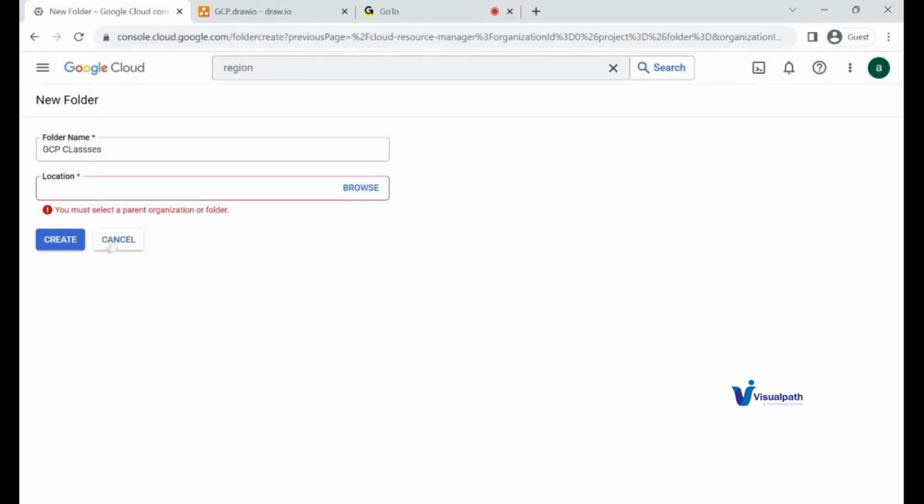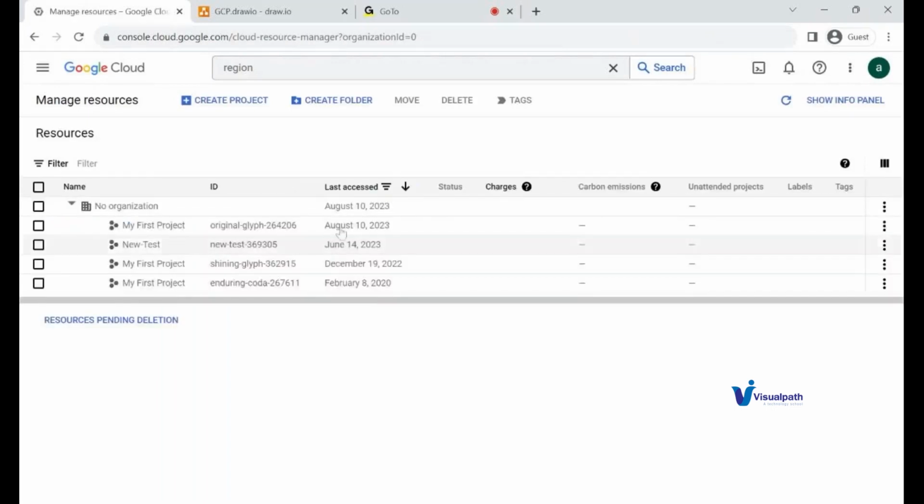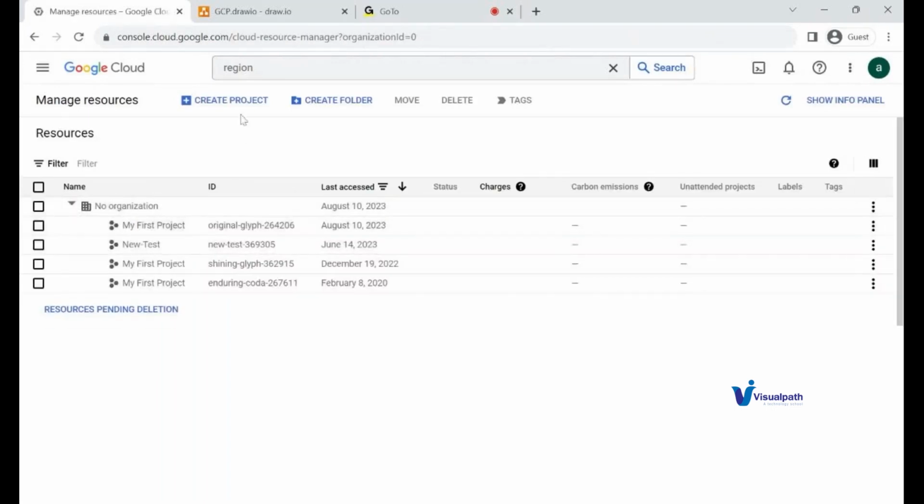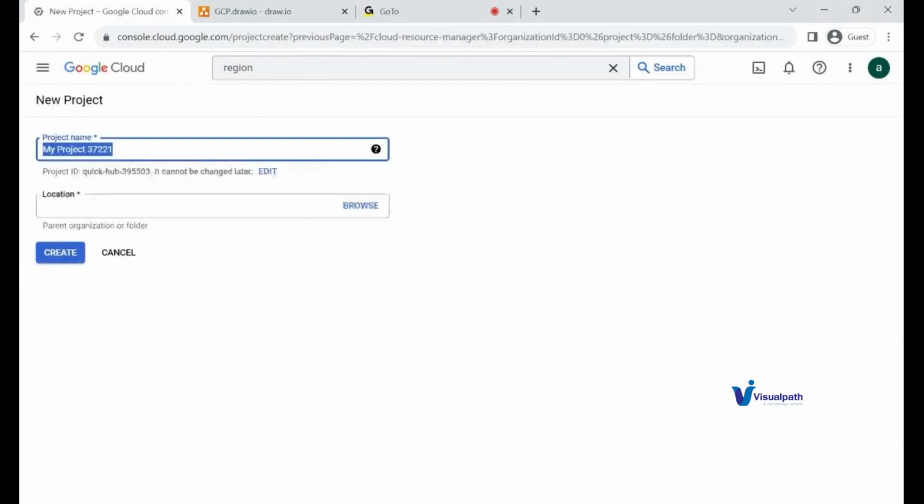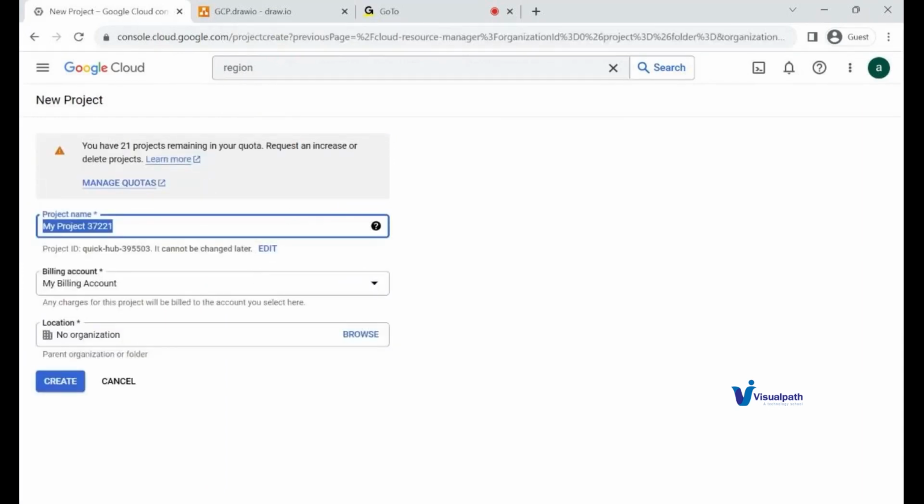So this is where you can create a folder, and then you can segregate your data by keeping it under that, by creating multiple projects. When you are creating a project, there are two mandatory things that you need to provide. Let's say GCP classes. This would be my project name.